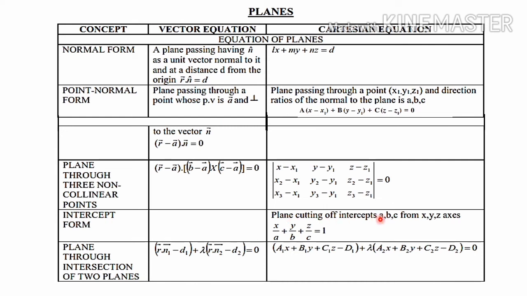Plane cutting off intercepts A, B and C from X, Y and Z axis is x/A plus y/B plus z/C is equal to 1. Next one is plane through intersection of two planes. That is (vector r dot vector n1 minus d1) plus lambda into (vector r dot vector n2 minus d2) is equal to 0. This is the vector form, and the Cartesian form is (a1x plus b1y plus c1z minus d1) plus lambda into (a2x plus b2y plus c2z minus d2) is equal to 0.